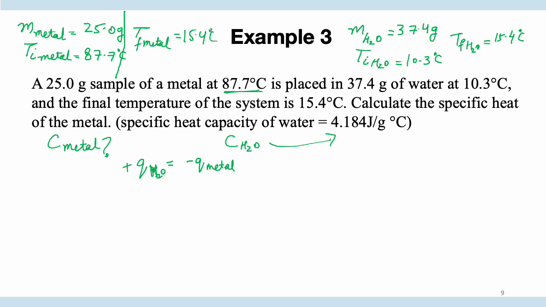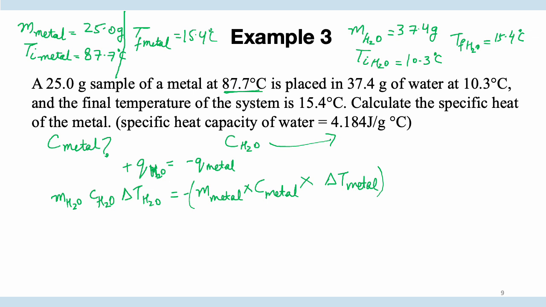And what is Q of water? It will be M of water, C of water, delta T of water is equal to negative M of metal times C of metal times delta T of metal. Okay, what am I solving for? Water is given, C is given, T is given for water, M is given for metal, T is given for metal. I'm just looking for this C of metal.